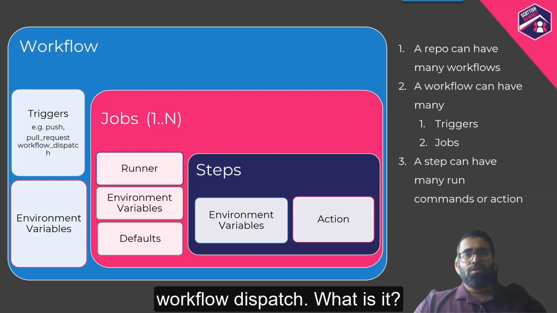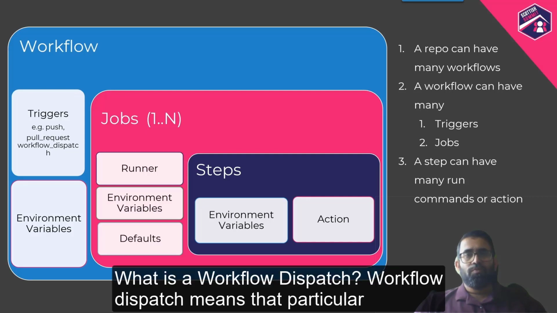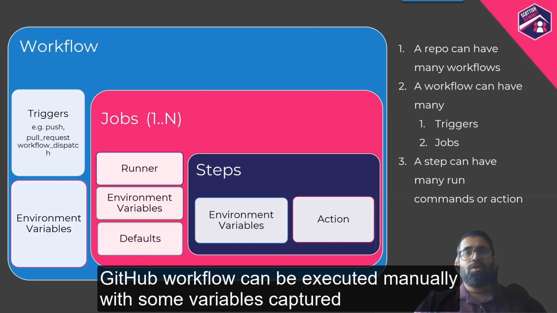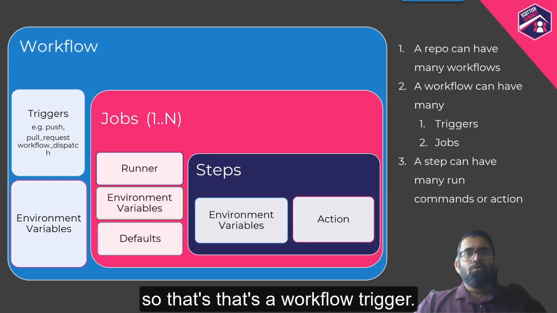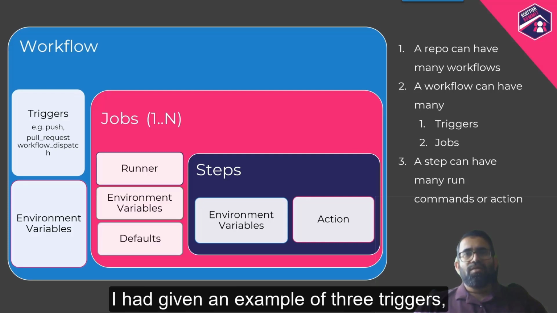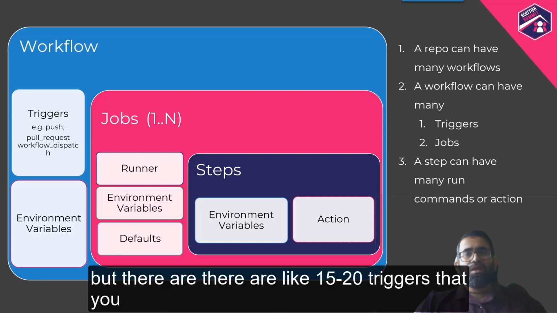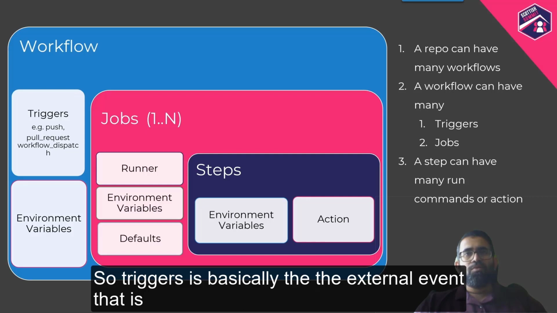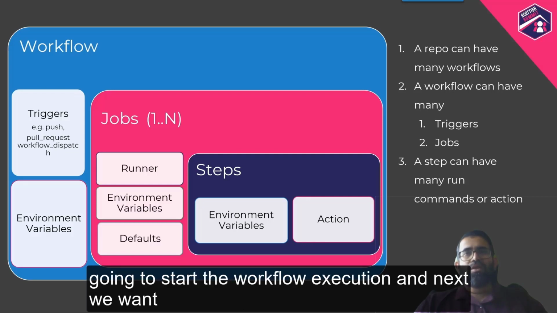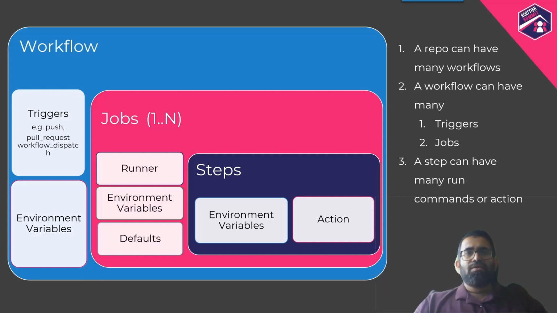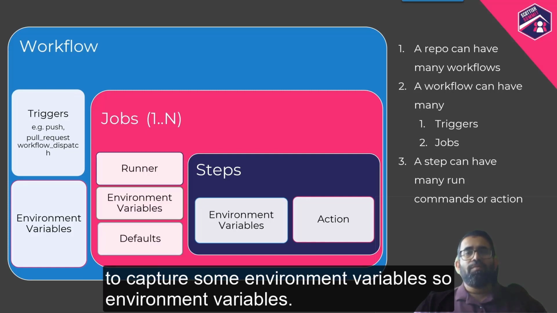Workflow dispatch. What is a workflow dispatch? A workflow dispatch means that particular GitHub workflow can be executed manually with some variables captured at runtime. So that's a workflow trigger. I have given an example of 3 triggers, but there are like 15-20 triggers that you can use. So triggers are basically the external event that is going to start the workflow execution. And next, we want to capture some environment variables.